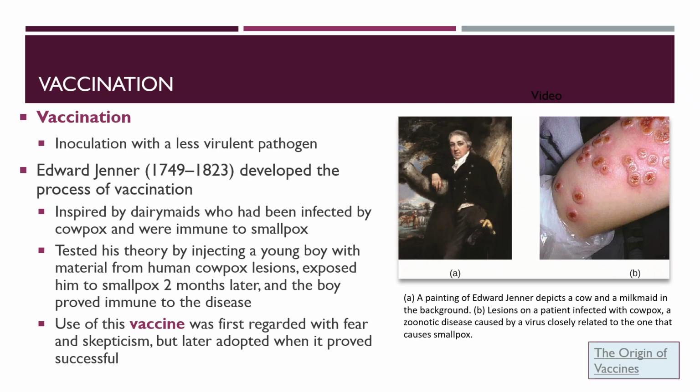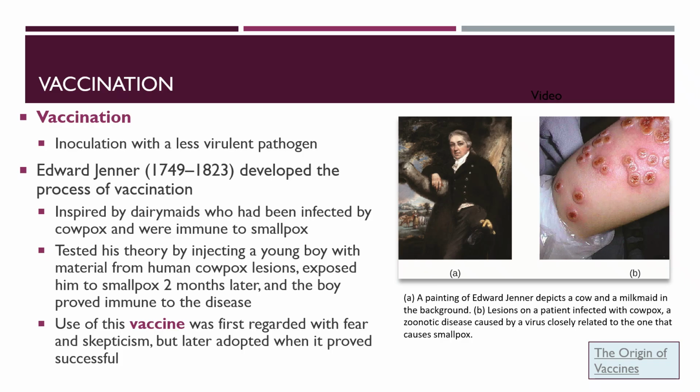Vaccination is how we do things now. This is inoculation with a less virulent pathogen. So you're either given a killed or attenuated version, and that means that it has been weakened. Attenuated means weakened. It can't make you sick. This is attributed to Edward Jenner. He was the one that developed the process of vaccination.